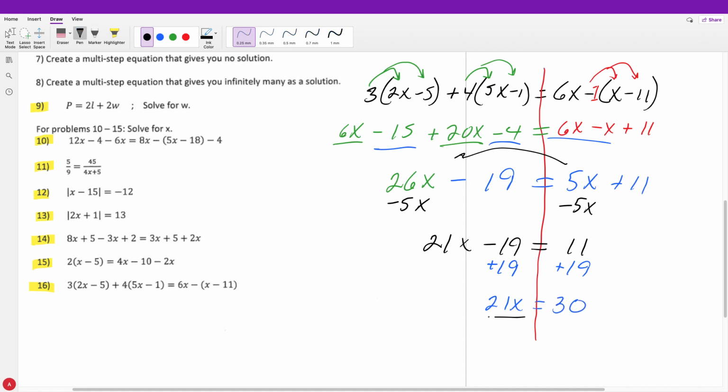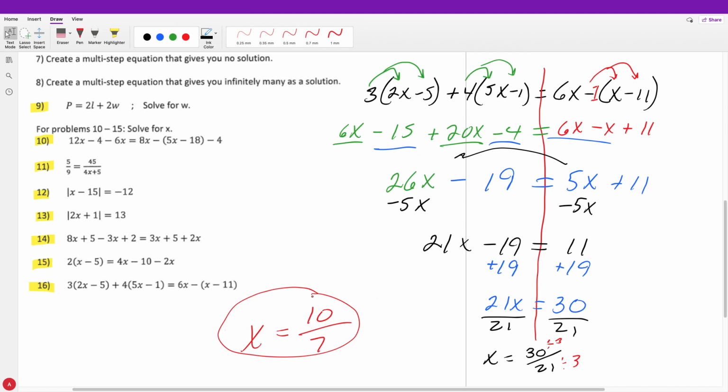And then from here, I'm going to divide each side by 21. And x is equal to 30 over 21. However, we do need to simplify, and both of these are divisible by 3. So then my final answer is x is equal to 10 over 7. And that will be your final answer.